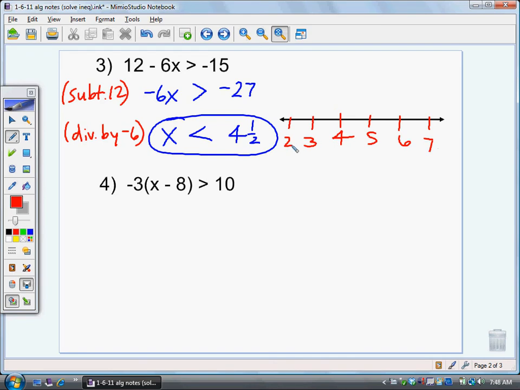The numbers to the left. 4.5 is going to be in the middle. So put my open dot about where 4.5 is. The numbers that are less than 4.5 are here to the left.